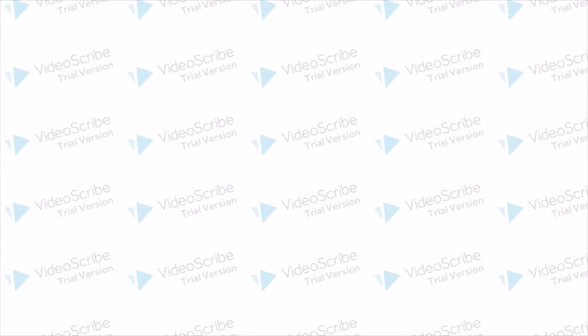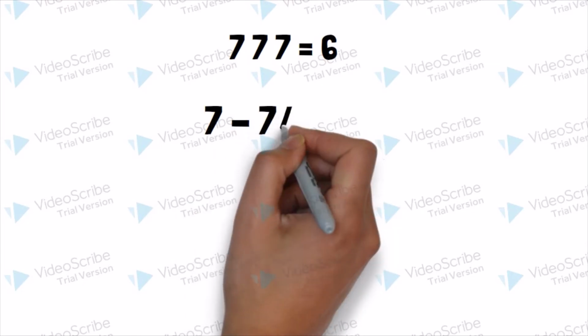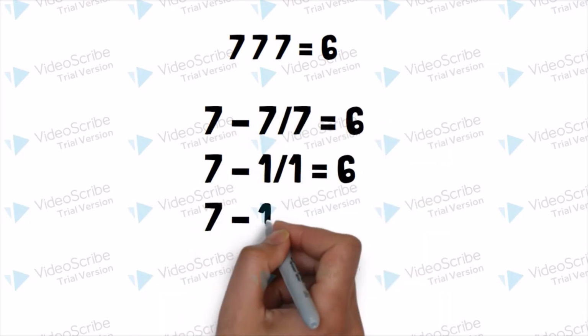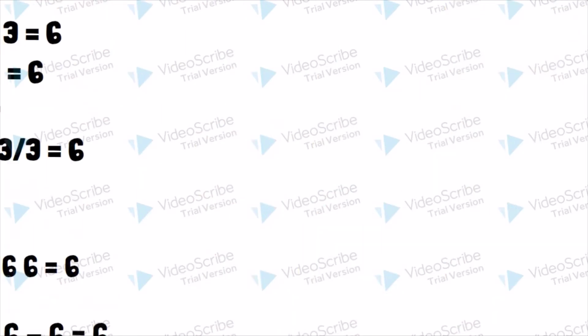Now we'll take 7, 7, 7 equal to 6. We can write it as 7 minus 7 by 7 equal to 6, which is 7 minus 1 equal to 6.